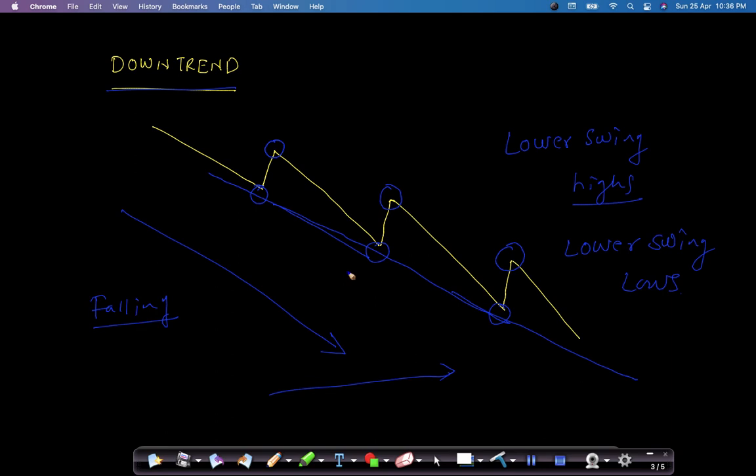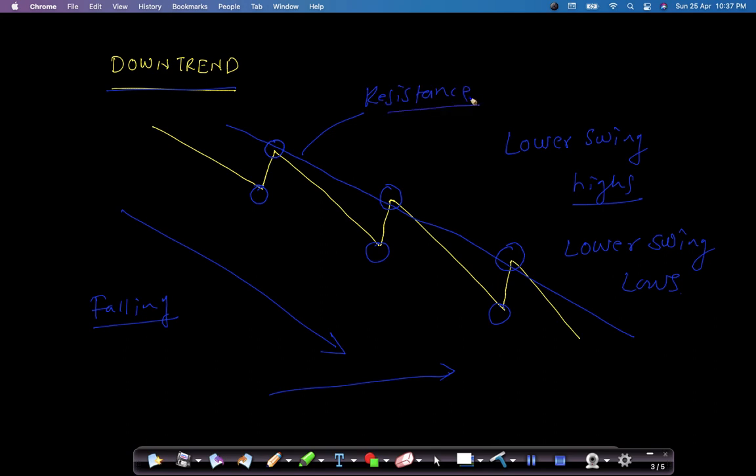We join the highs in the downtrending market. We join the highs, and this line is called a trend line, right? And this trend line acts as a resistance.